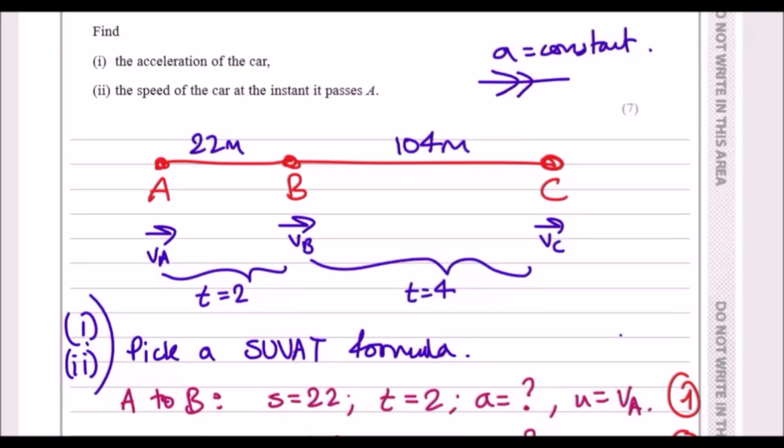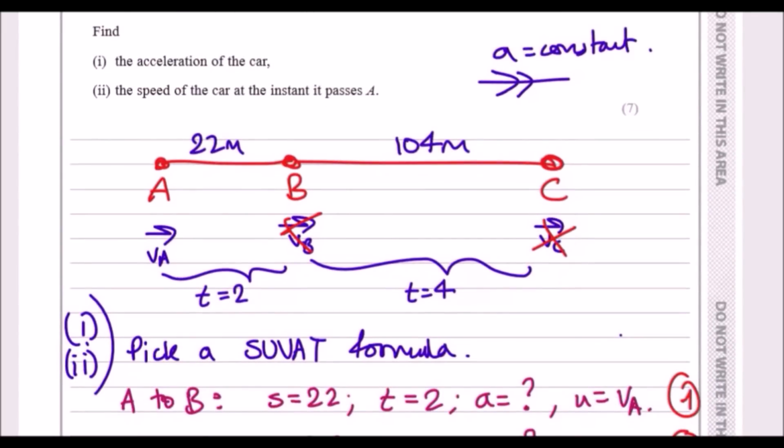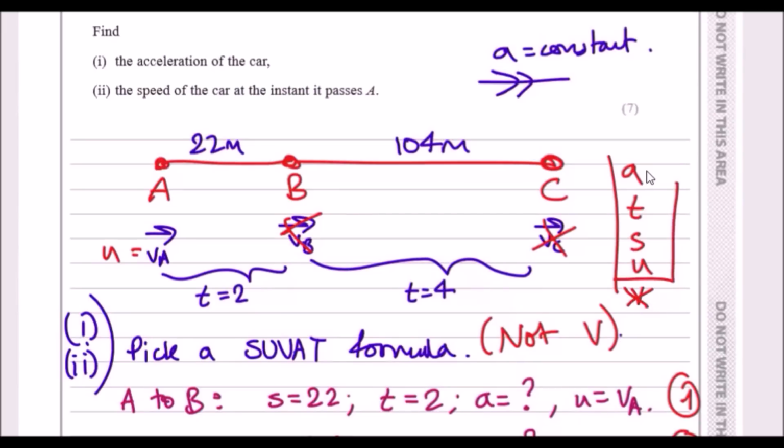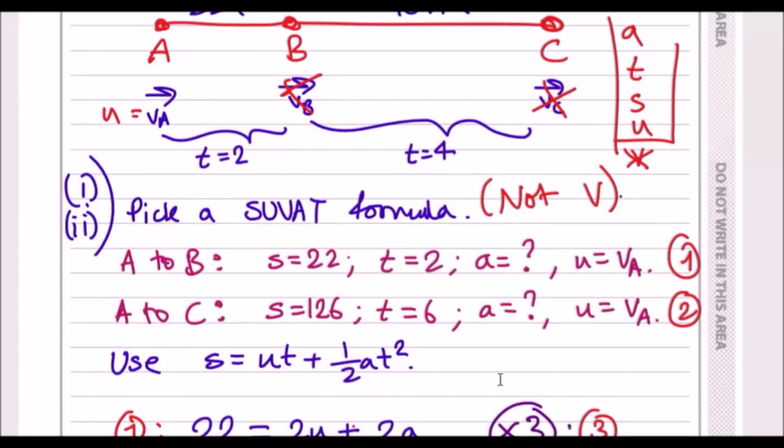So that's really it. So essentially, I could just cross out these ones right here because we don't really need them in this question. So what do you do? My tip is to firstly pick a suited formula that does not have V, because we do not have it. The speed at A can be considered an initial speed U. So we need a formula that has an acceleration, a time, a distance, and an initial speed. We do not want V. Just pick the one that isn't V, and it turns out you'll find the formula to be S equals Ut plus half At squared.